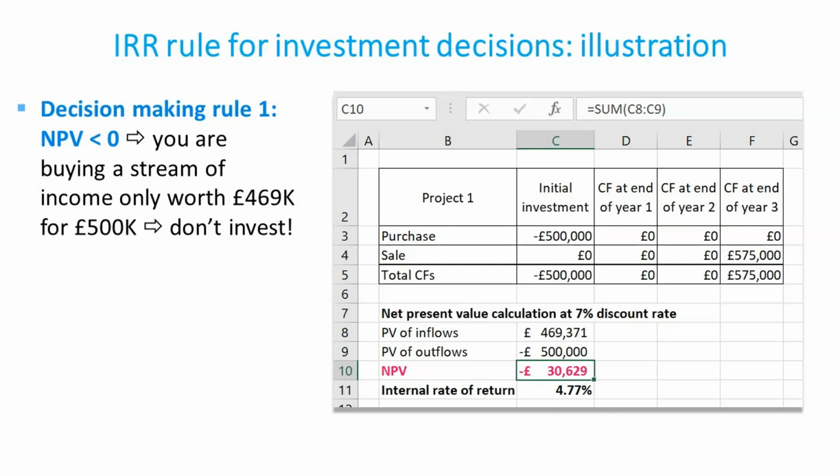Investors should look at these metrics, net present value and internal rate of return. And in this particular scenario, both metrics, both decision-making rules tell us that we should not invest. Net present value is negative, therefore we should not invest. Internal rate of return is lower than our discount rate, therefore we should not invest.